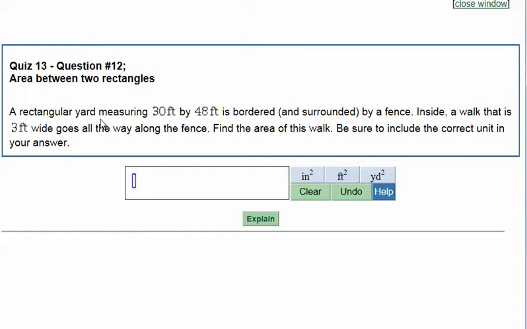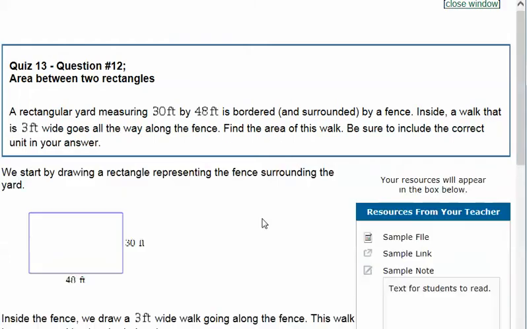Now we have a rectangular yard measuring 30 feet by 48 feet. It's bordered and surrounded by a fence. Inside, a walk that's 3 feet wide goes all the way along the fence. Find the area of the walk. Probably the easiest thing to do is to draw a picture.